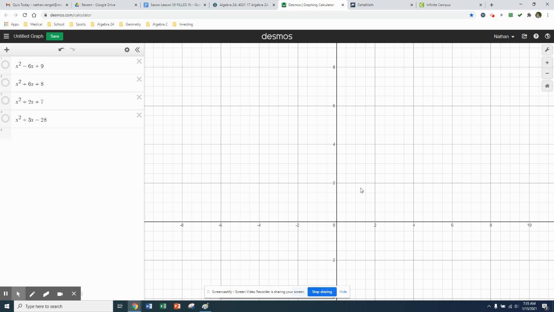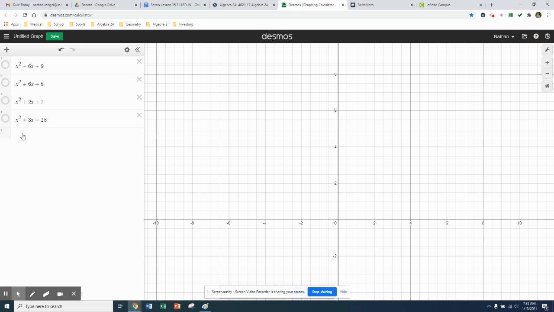So on Desmos, I have a couple of functions. We're going to take a look at these other ones here in just a second. But we have an x squared plus 3x minus 28. So that was the quadratic equation that we graphed yesterday. We're going to take a look at how to find the solutions on a graph. So I'm going to turn that one on.